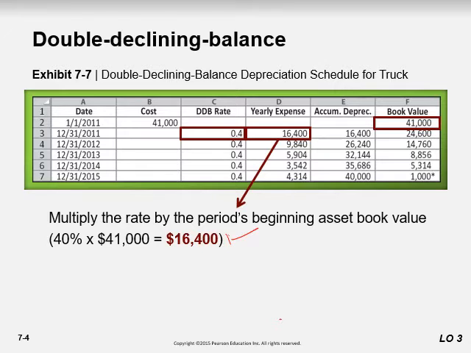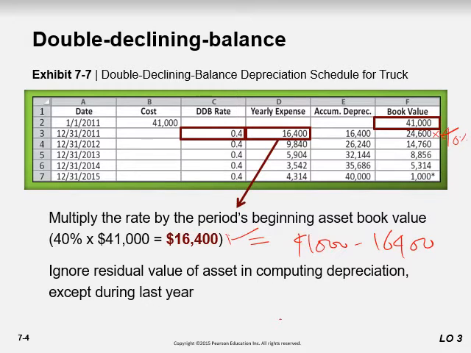Similarly, the asset is now reduced by 16,400. And what is the book value? So the book value will be 41,000 minus its yearly depreciation. Answer is 24,600. And the next year would be book value multiplied by 40%, right? So the next year would be this 24,600 multiplied by 40%, right? It is equal to 9,840.